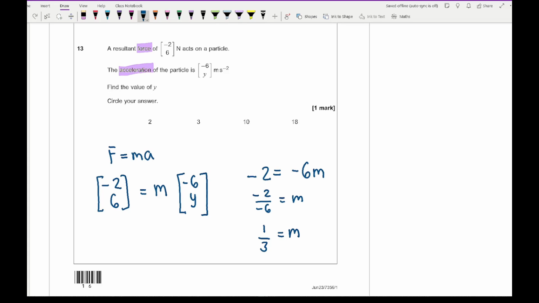For our second part of this question, we want to find the value of y. Now we know that m has a value of 1/3. We replace m with that value of 1/3, we can now use that to work out y. So 6 is equal to 1/3 of y, which means 6 times 3 is the value of y, which is 18.